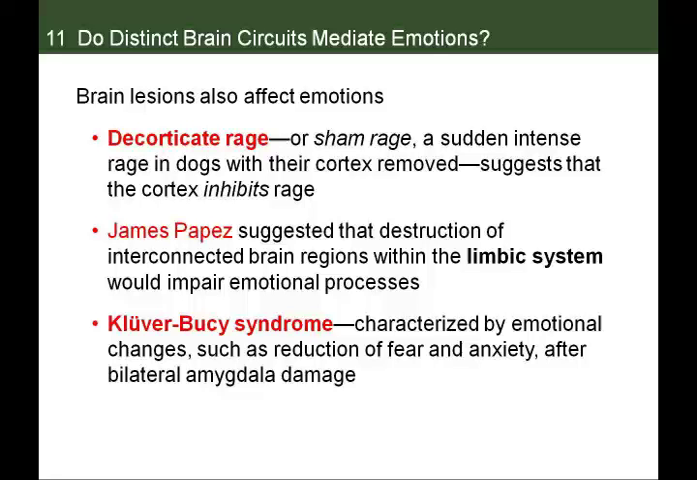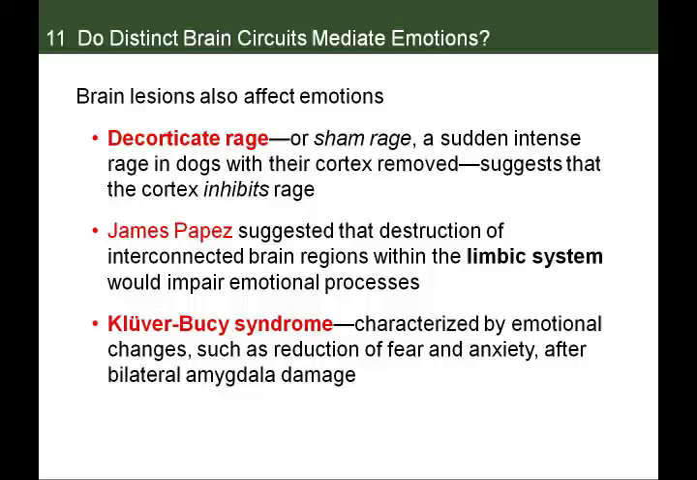And the syndrome is characterized by immediate emotional changes. All of a sudden the monkey that was scared of snakes and fire, because monkeys don't like snakes and fire, is playing with a snake. And it is a very tame animal. They lost their sense of fear. So things that they were previously scared of, they're no longer scared of, indicating that indeed there are brain areas dedicated to processing emotion.